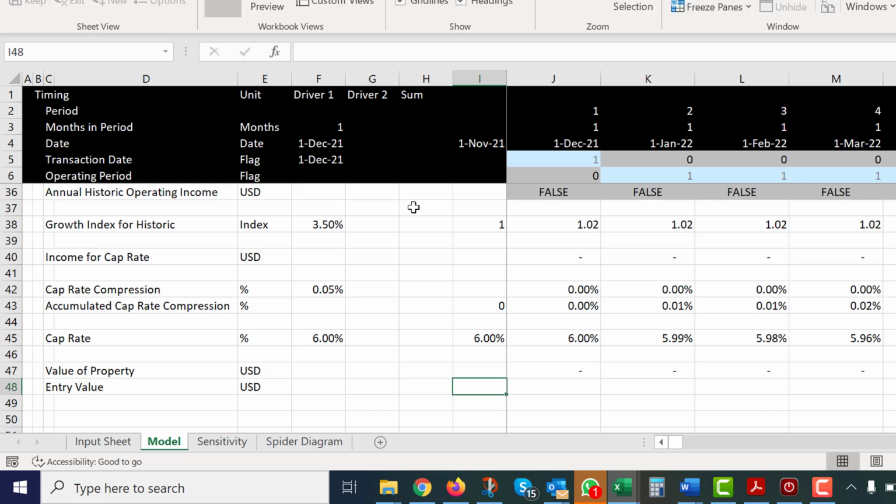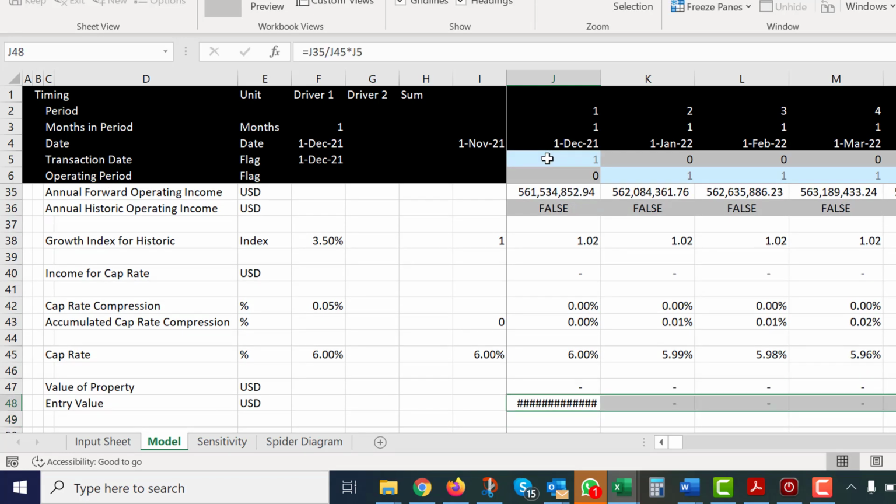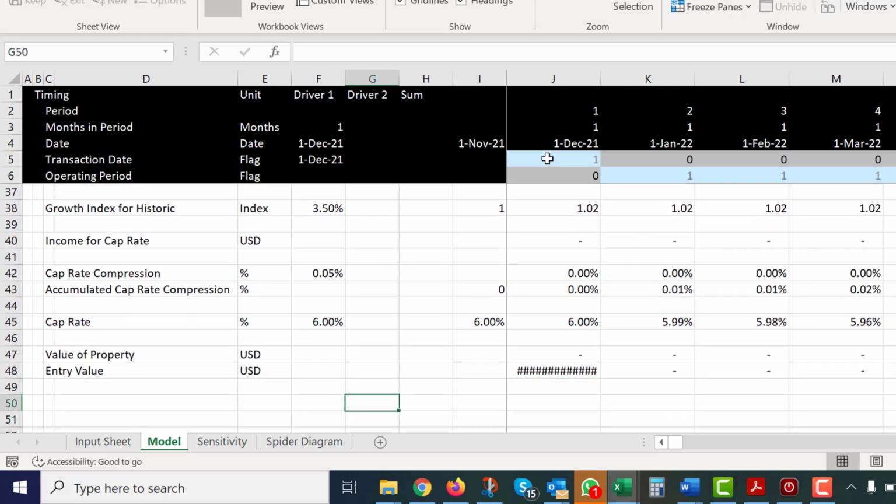Let's use our little flag. We can take this transaction period times the, did I just do that wrong? Divided by the cap rate. Good. This one divided by the cap rate multiplied by our transaction period. That's that one. And then we can now put our cash flow from sales of property.